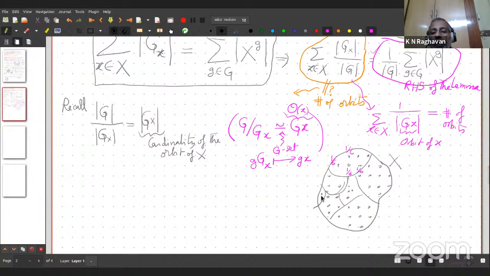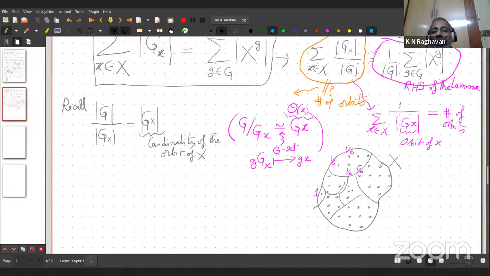Whereas if I take this one here, what is the weight attached to it? Anybody? It is 1, because it's 1 over the cardinality of the orbit of x. So please tell me what is attached to this point here. I'll use a different color.